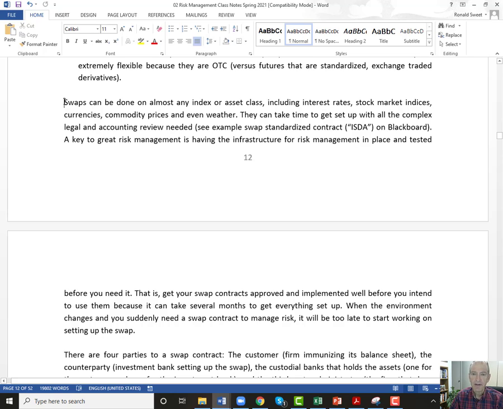So a swap is a derivative, which means it's not actually an investment in a normal sense because it gets all of its value off of something else. It's tied to something else. That's why they're called derivatives. A derivative derives its value from something else. In this case, we are going to derive our value from some index of interest rates because we're using interest rate swaps. Not all swaps are interest rate swaps.